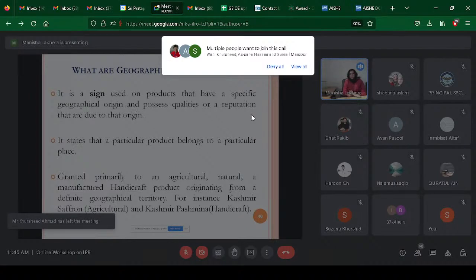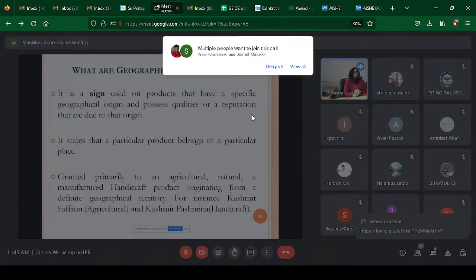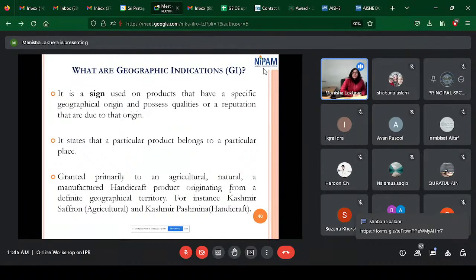Another example is that of Nagpur orange. Here Nagpur is the geographical indication, Nagpur orange is a GI tag product, and not all oranges can be tagged as Nagpur orange. Only the oranges which are grown in Nagpur can be tagged as Nagpur orange. Then these GIs are primarily given to agricultural, natural, or manufactured handicraft products originating from a definite geographical territory. For example, Kashmir saffron, which is an agricultural product, and Kashmir Pashmina, which is a handicraft product.